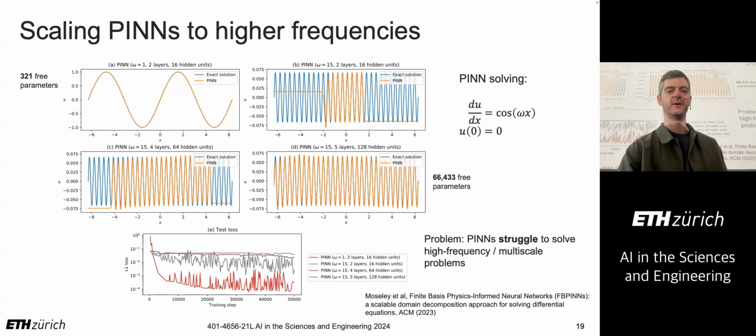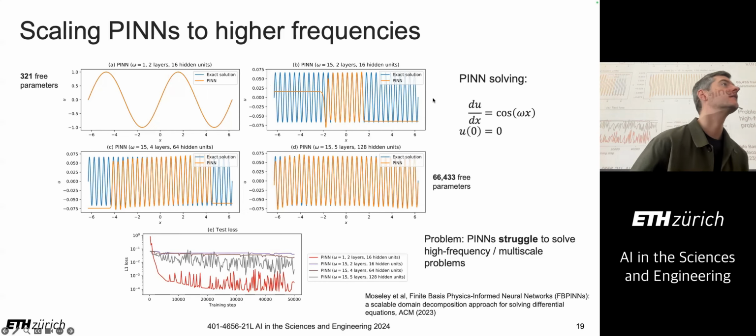Yeah, exactly. So we only have 321 parameters in this network, and so there's just not enough to fit all of these cycles of the solution.